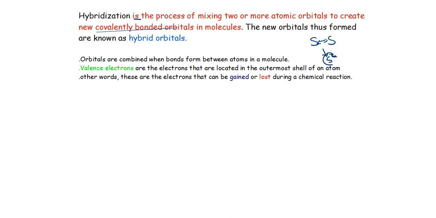So I'll mix them. These orbitals that you see there should come from the same energy level. This should be 1s and also this should be 1s. The new orbital that is formed is known as a hybrid orbital or hybridized orbital. All right, so that's how it will be called. Orbitals are combined when bonds form between two atoms in a molecule. So two orbitals have to combine. In fact, the best way to say it, they overlap. This orbital overlaps with that orbital to form this bond there.